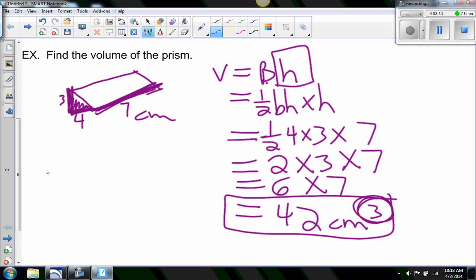Again, big B stands for area of the base, and it's going to change depending what shape the base is. This is a triangle, so it's this 1/2 BH. That will change depending what the shape is.